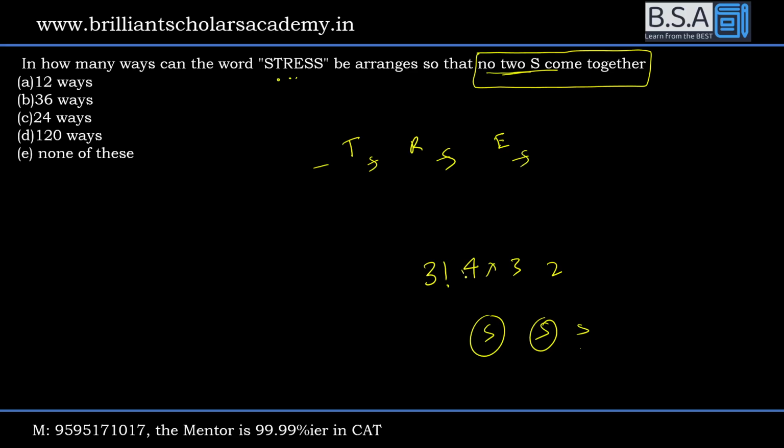Now, you remember when things are together, what do we do? We take away their identity. There is no first, second S. They are all the same. So this 3 factorial is to remove the identity. Cancel. 4, 3, 2, 24. Job done. Very good. Moving on.